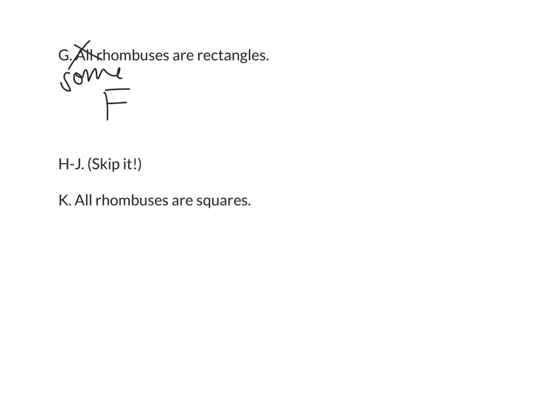Let's look at K. All rhombuses are squares. Is that true? Are all rhombuses squares? No. How many rhombuses are squares? All of them? None of them? Or some of them? Some. Oh, good. So some rhombuses are squares. What needs to be true for a rhombus to also be considered a square? What needs to be there? Tarun? It needs to have 4 right angles. Very good.